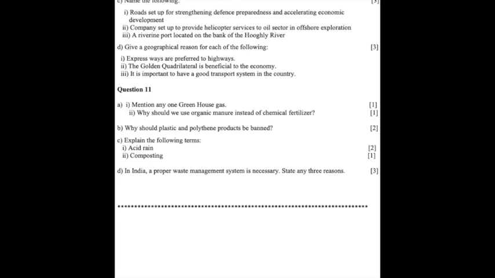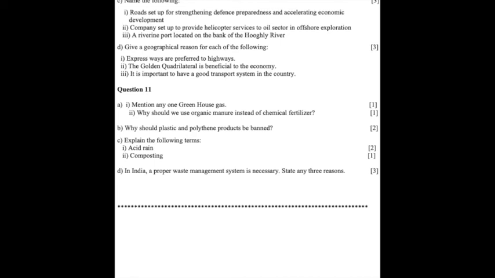Continue. Why should plastic and polythene products be banned? Plastic and polythene products should be banned because they form chains by polymerization and form many other byproducts which are harmful for our environment and can cause pollution. I don't think that's a proper answer. You can also write non-degradable, non-biodegradable.